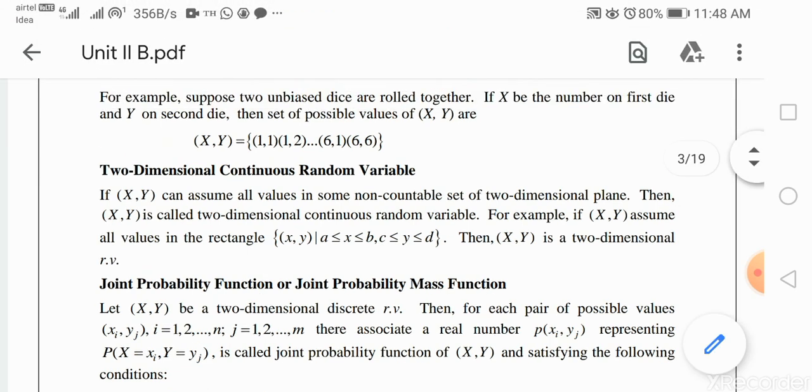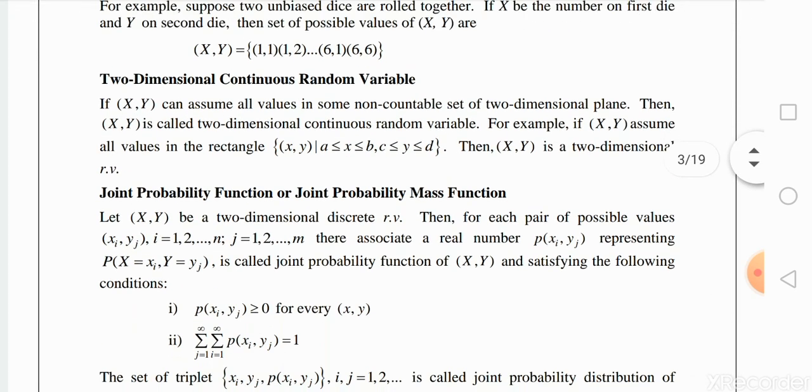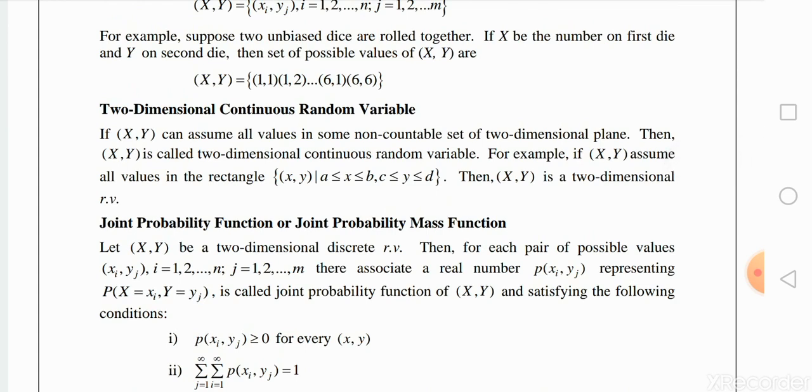So now we have defined the random variables. Now we have to find the probabilities of these two random variables.